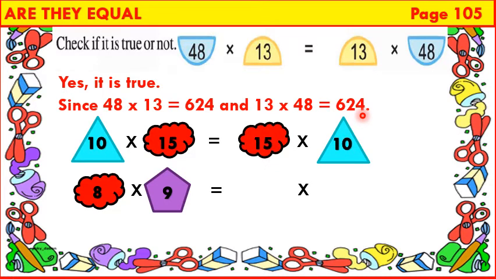Now let us consider another example. 10 fifteens are 150. Even 15 tens are 150. So when we multiply numbers in any order, the answer remains the same. Next example, 8 nines are 72. Even 9 eights are 72.